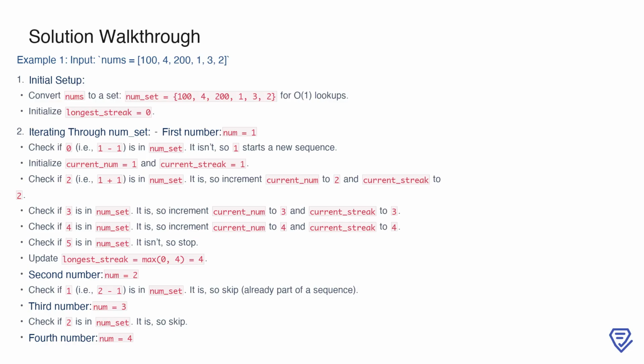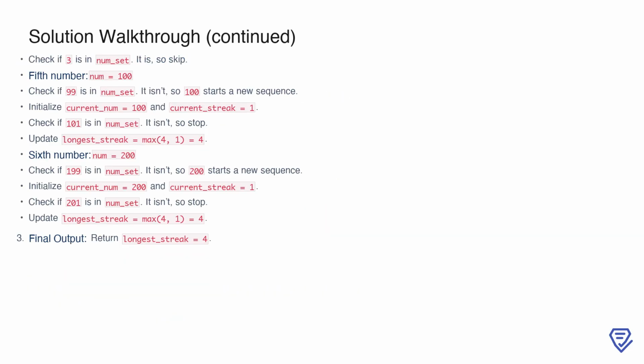The same logic applies to the numbers 3 and 4, so we move on. Now, when we encounter the number 100, we check if 99 is in the set. Since it's not, 100 starts a new sequence. We initialize current_number to 100 and current_streak to 1. Checking for 101, it's not in the set, so the sequence ends, and we update longest_streak to the maximum of its current value and current_streak, which remains 4.